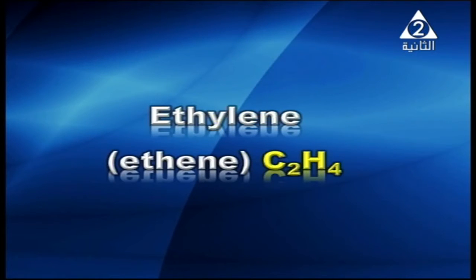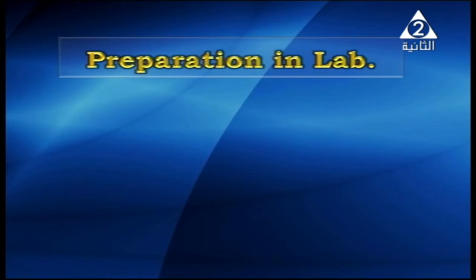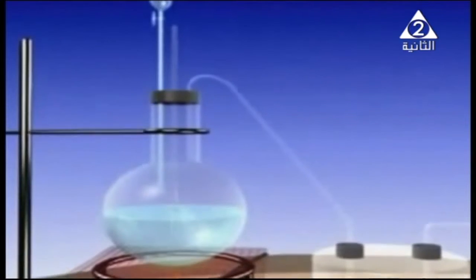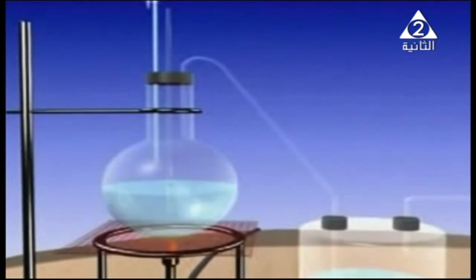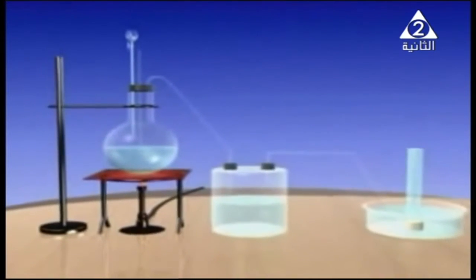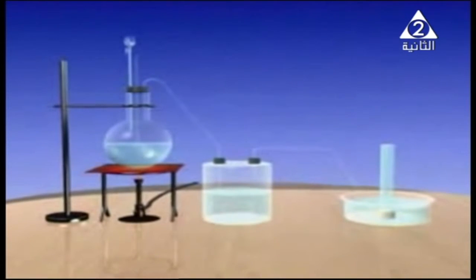Now my dear students, we are going to discuss the ethylene molecule, or ethene, that has molecular formula C2H4. The preparation in the lab is by removing water from ethanol, C2H5OH, using hot concentrated sulfuric acid at 180 degrees Celsius. Here, my dear students, we heat the mixture of concentrated sulfuric acid and ethanol at 180 degrees Celsius and pass the gas over sodium hydroxide, then collect the ethylene gas above the water as it is insoluble and lighter than water, as shown on the screen.